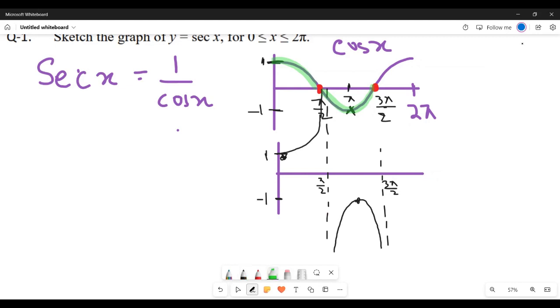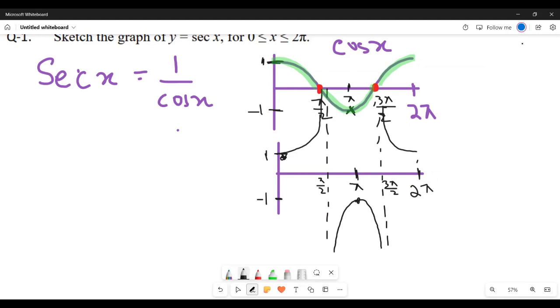And again, the third part of the curve is positive, and it's going from 0 to 1. So we'll go from infinity to 1. So like this. This would be the final part of the curve. So this is the sketch of secant x from 0 to 2 pi.